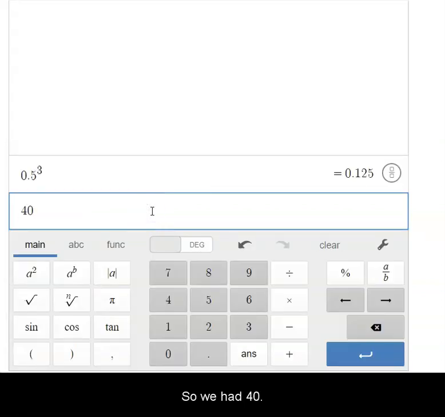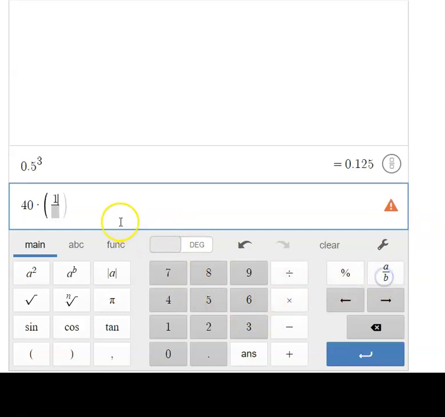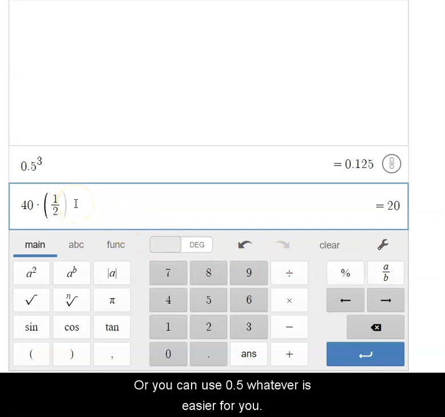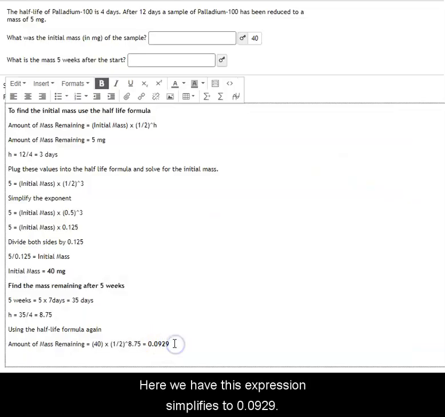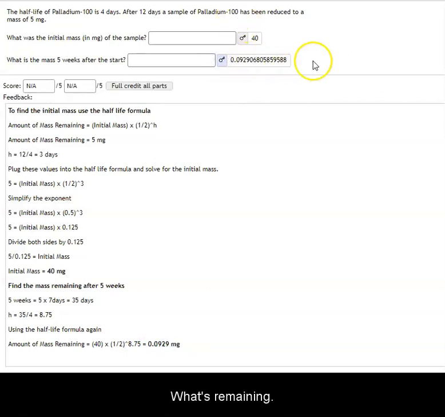So we have 40 times a half in parentheses, or you can use 0.5, whatever is easier for you. We have this exponent, 8.75. So the remaining amount of mass would be 0.0929 milligrams. So this expression simplifies to 0.0929 milligrams as what's remaining in the mass, if we round it to 4 decimal places.